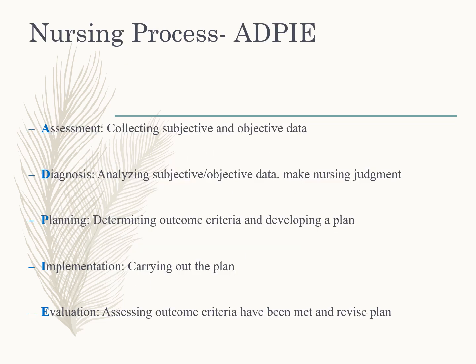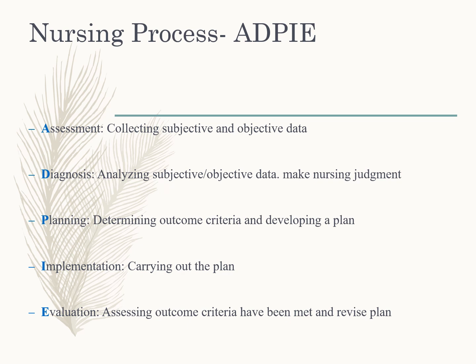We start talking about ADPI, the nursing process. So the A is assessment, collecting subjective and objective data. The D, diagnosis, analyzing the subjective and objective data to make a professional judgment. Planning is P, determining outcome criteria and developing a plan.